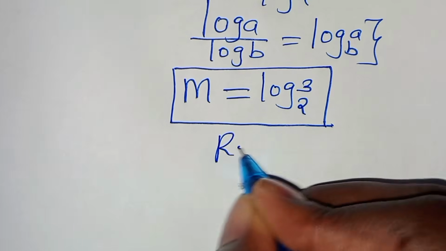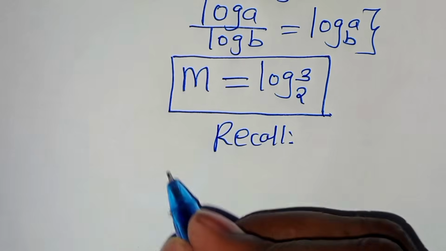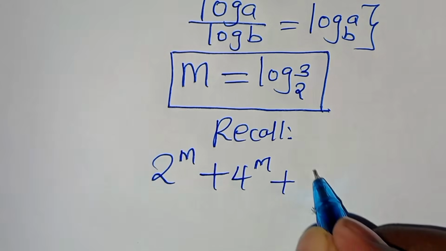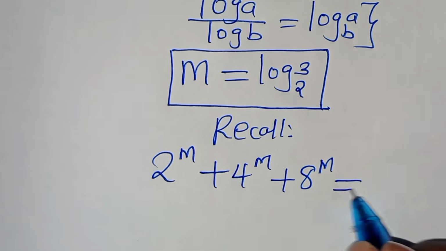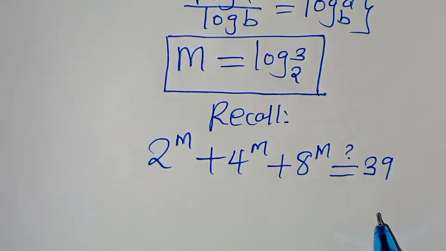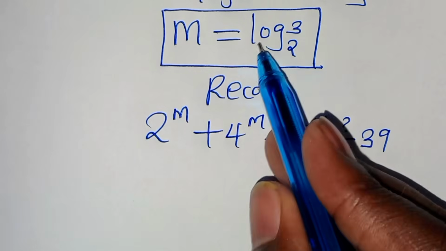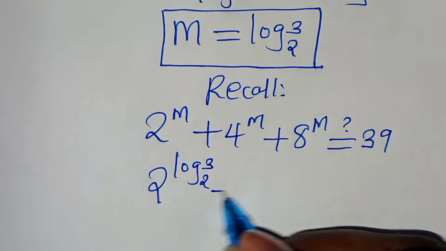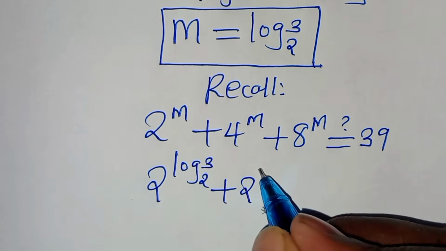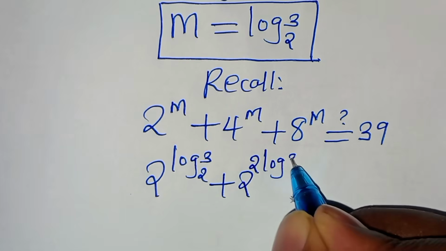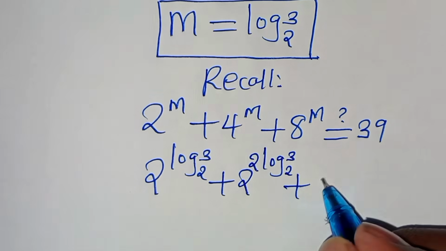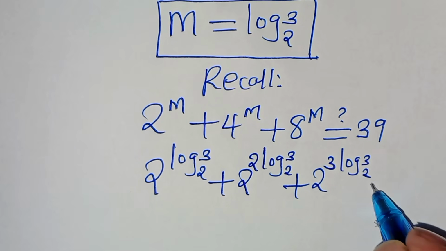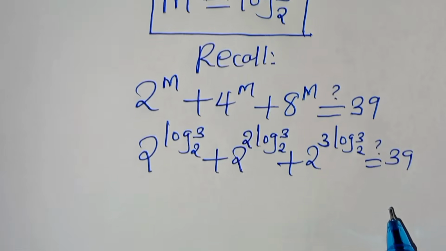Now, if you recall, we have 2 to the power of m plus 4 to the power of m plus 8 to the power of m. This should give us a value of 39. Let's substitute m, which is log 3 to base 2. So we have 2 raised to the power of log 3 to base 2, then plus 4 is 2 to the power of 2 times log 3 to base 2, then plus 8, which is 2 to the power of 3, multiplied by log 3 to base 2. This is supposed to give us a value of 39.